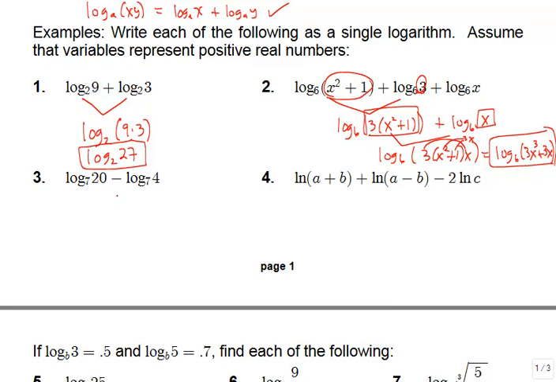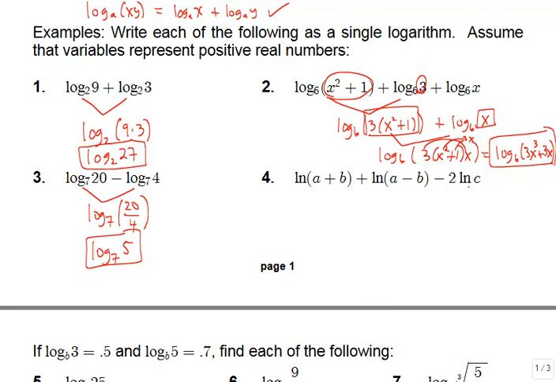Now if we take a look at the next example here, now we have subtraction. In order to combine these two logs into a single log base 7, because it's subtraction, that changes to division of their arguments. The first argument, the 20, goes on top. The second argument, 4, goes on the bottom. And if we simplify that, 20 divided by 4 just becomes a 5. So this is the same thing as log base 7 of 5.